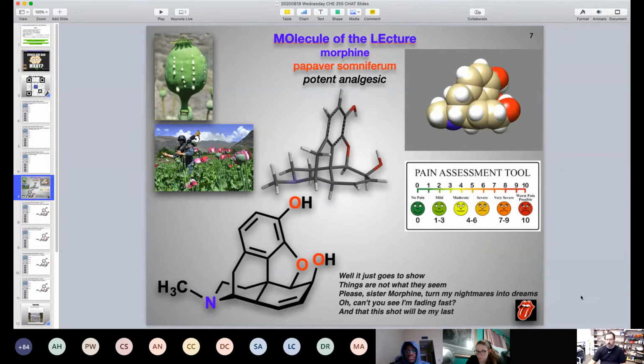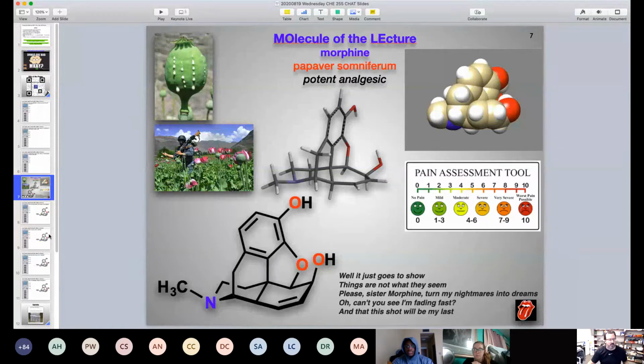So does anyone know the symbol of this band, like what band sings this song? So yeah, it's the Rolling Stones, Sister Morphine. It's a great song. Check it out if you haven't listened to it. So again, morphine is an important compound in human health.